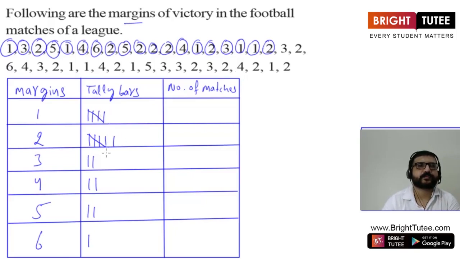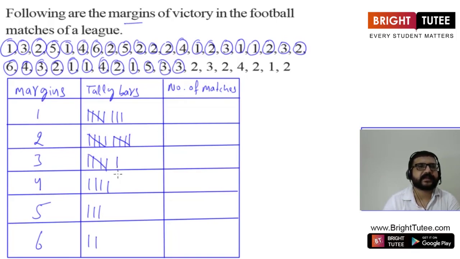And then we are having 2. So one tally bar in front of 2, and then 3, and then 2 again. And then we are having 6, and then 4. After 4 we are having 3, and then 2, and after 2 we are having 2 ones. So we will put 2 tally bars in front of 1, and then 4, and after 4 we are having 2. So it will be crossing the 4 observations or 4 tally bars, and then we are having 1. It will be like this here, and then 5. And after 5 we are having 2 times 3. So it will be like this, and one tally bar will be like this.